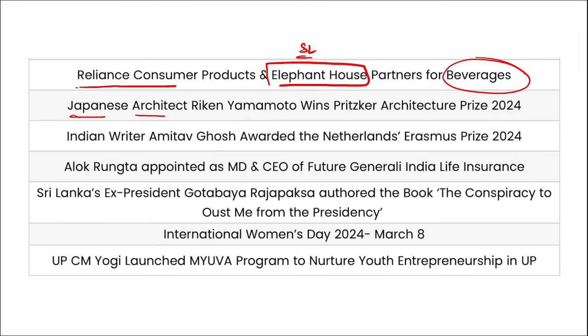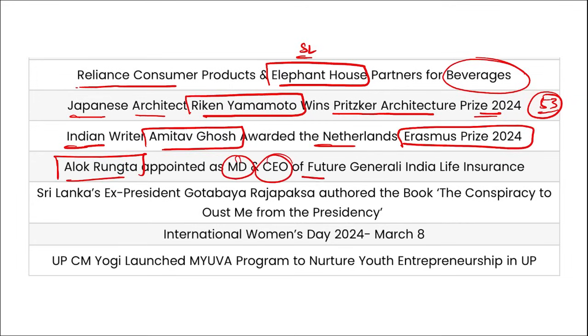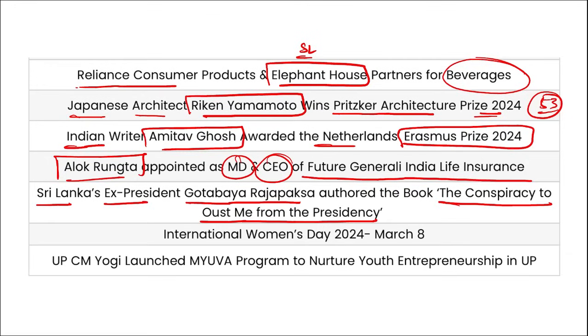Then Japanese architect Riken Yamamoto has won the Pritzker Architecture Prize for 2024, and he is the 53rd recipient of this award. Then Indian writer Amitav Ghosh has been awarded the Netherlands Erasmus Prize 2024. Alok Rungta appointed as the MD and CEO of Future Generali India Life Insurance. Sri Lanka's ex-president Gotabaya Rajapaksa authored a new book, The Conspiracy to Oust Me from the Presidency.